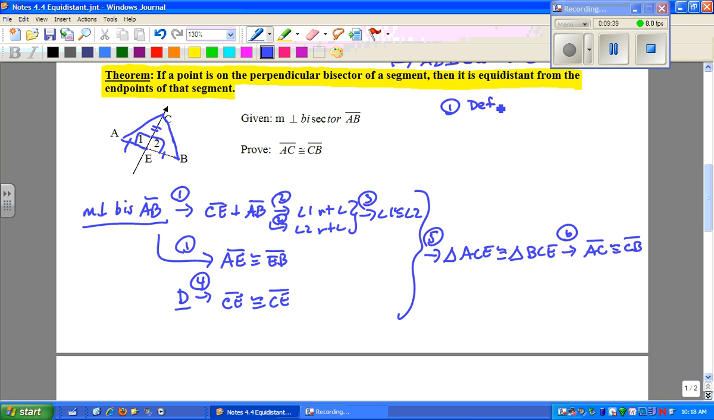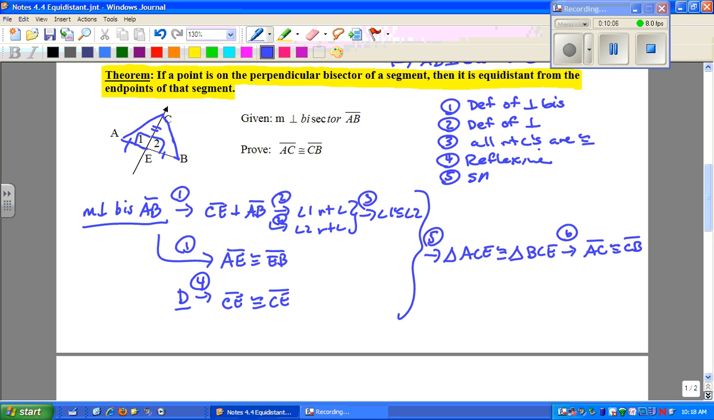Reason 1 would be definition of perpendicular bisector. Reason 2, definition of perpendicular. 3, all right angles are congruent. 4, or reflexive property. 5. We have a side angle side, and we're finishing it up with our friend the CPCTC. Once again, this is the long way to be able to do this proof. I wouldn't do it that way.